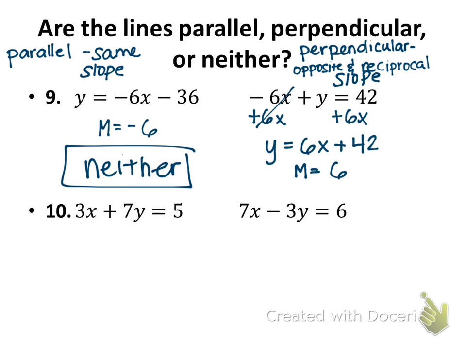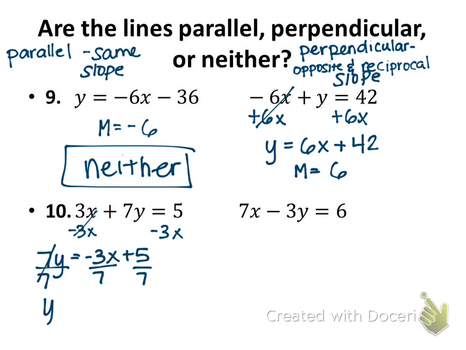So on the next one here, can I just look and say, oh, the m is 3 and then the m on the other one is 7? No, because what form do they have to be in? Slope-intercept. So what would I do to the 3x to move it over? Subtract 3x. And I get 7y equals negative 3x plus 5. Now divide by 7 because y is still not alone. And I get y is equal to negative 3 over 7x plus 5 over 7. So what is the m, or the slope, in this equation? Negative 3 over 7.